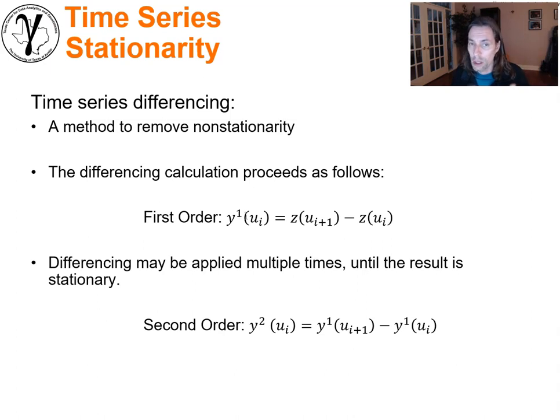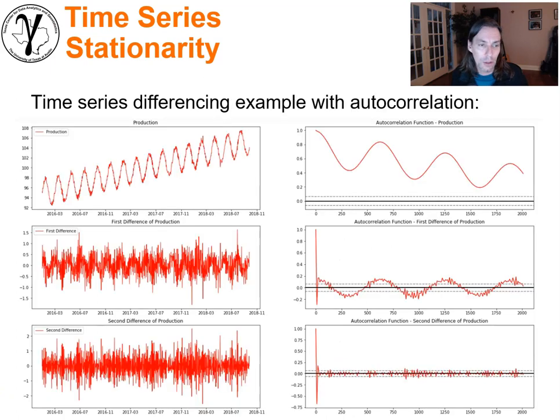Now note that's not cumulative. That's why we show a z and a y variable. So we're going to just go through the data set and just get the differences. We're not doing anything cumulative with this. Okay. Differencing may be applied multiple times until the result is stationary. Second order differencing would be you just simply take that first difference and do it again, and do it again, do it again. And so what does that look like when we do differencing?